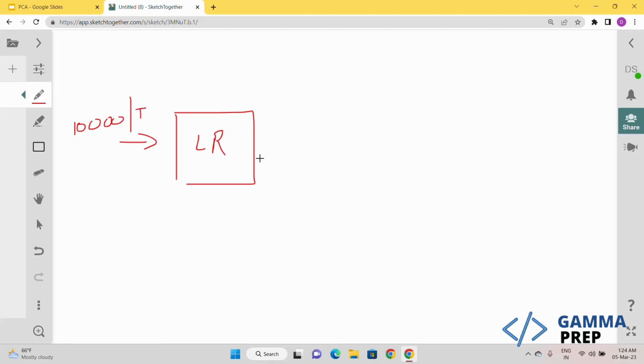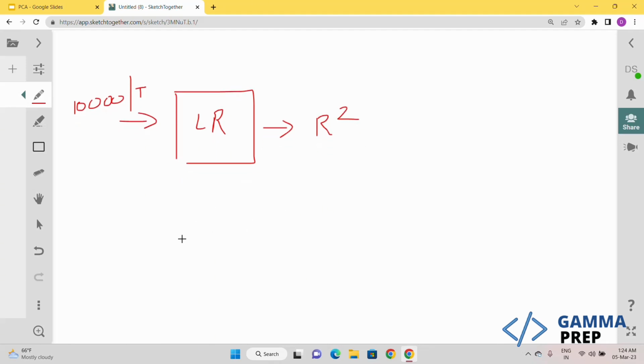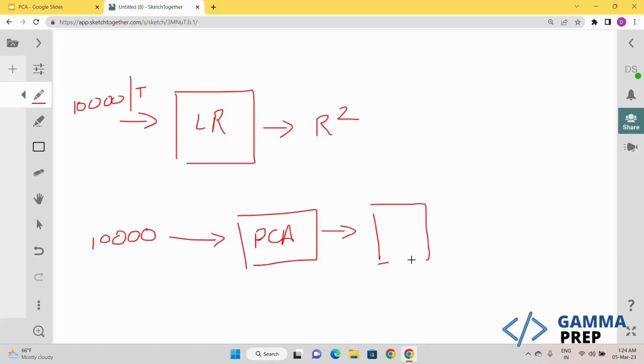So you build the linear regression model and see your results, RMSE, MSE, and R square, and so on. Now, in the second wave, you have these 10,000 features. First, you do PCA for them, and then you take, let's say, the first 10 principal components, and then you put your target also back.